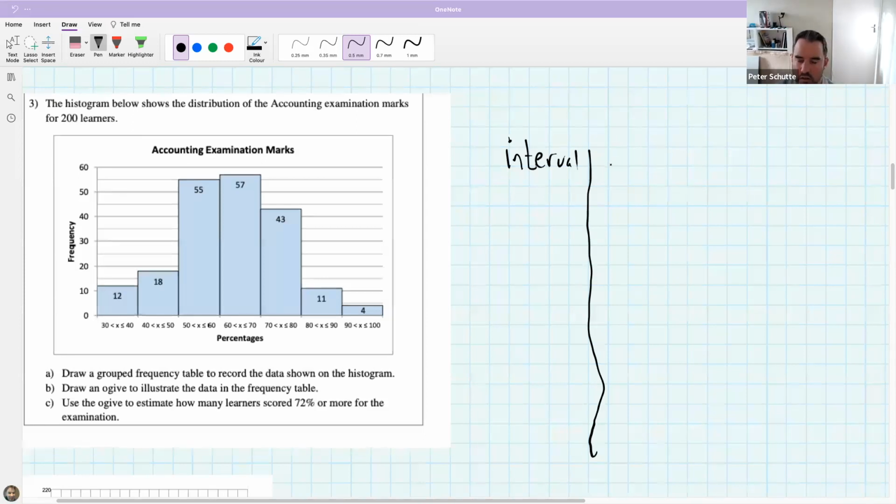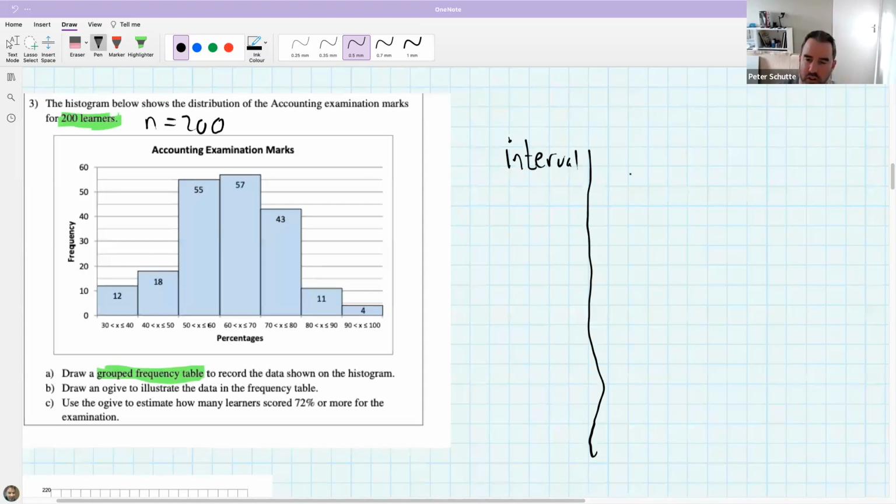Mr. S, somebody asked, how do we find the N in the position Q1? Oh, that's a lovely question. So the N is the number of items in the data. In this situation, it says the histogram shows the distribution of the accounting marks for 200 learners. So N is going to be 200. There are 200 students. But in the very first question, all we're looking to create is a grouped frequency table.